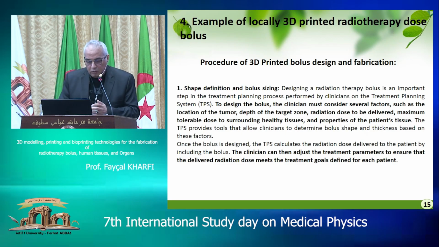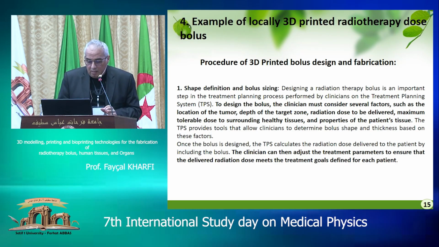The procedure that we developed to fabricate such boluses with 3D printing has two phases. The first one is the shape definition and the bolus sizing. This step is done by the clinician, depending on the treatment planning and the objective that he wants to achieve. So he defines the bolus, and he has the possibility to select the material.